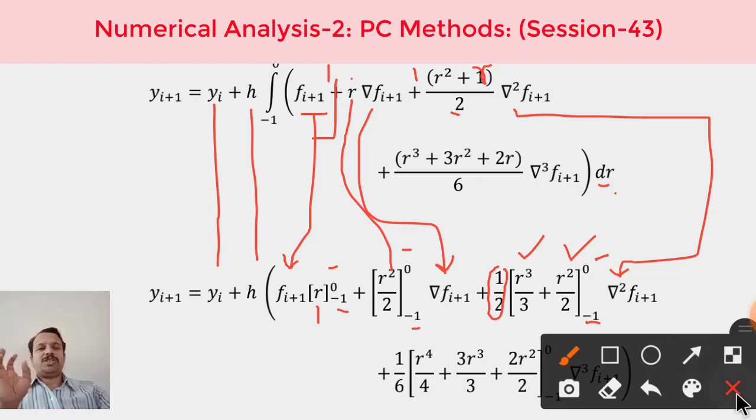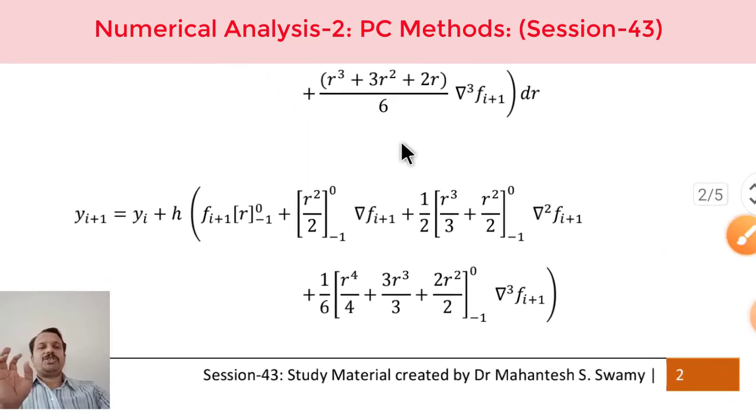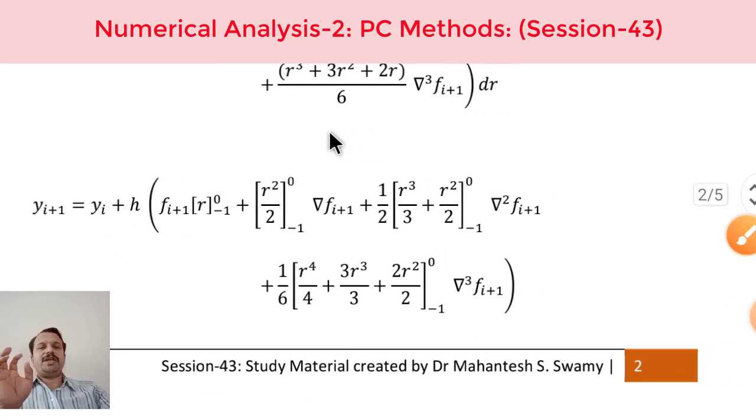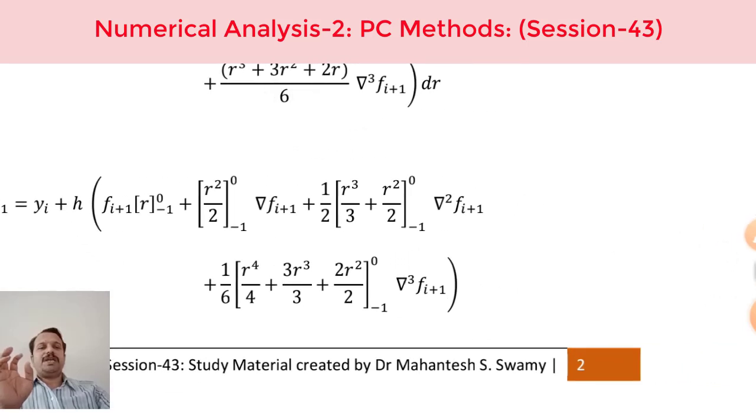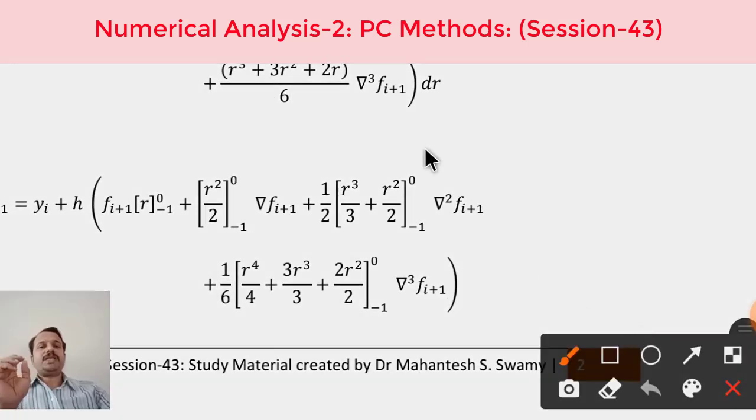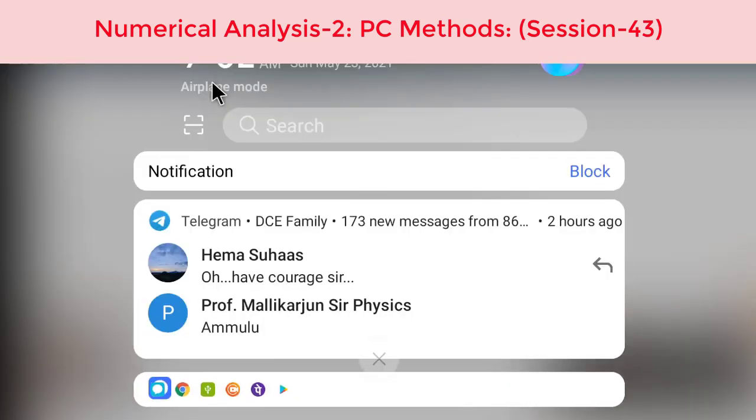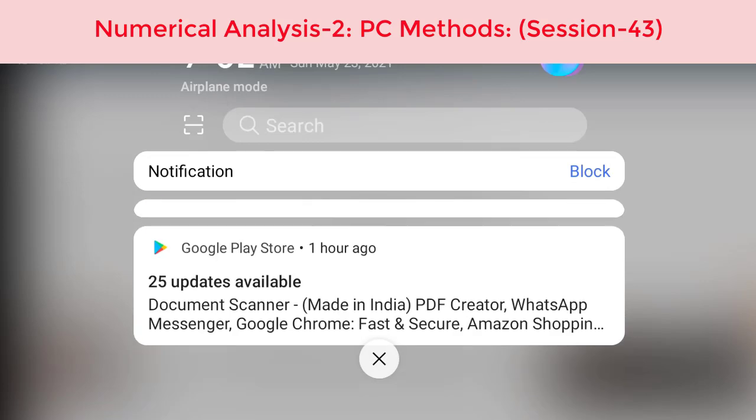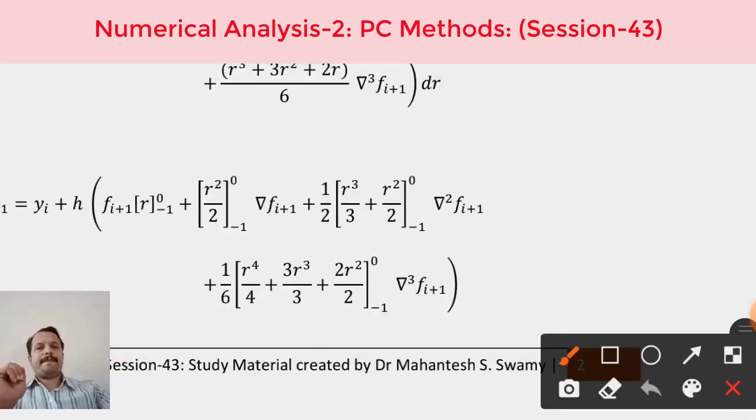So it is going very systematically. I hope you are understanding. Now let us look at the integration of this particular term. So what is the integration of this? Here 1 by 6 is the coefficient, so let us keep 1 by 6 outside as it is.